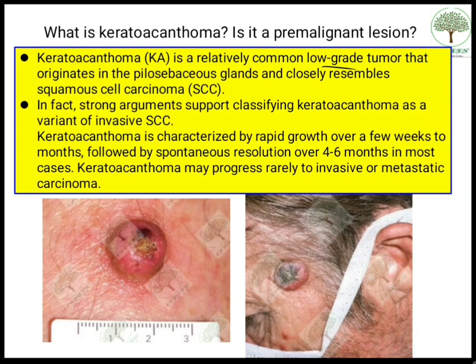Now when we talk about this keratoacanthoma, there are two characteristics. One is that it initially has a very rapid growth over a few weeks, but once it reaches a certain size, it's self-limiting in that it does not keep on infiltrating or growing, and over 4 to 6 months it resolves spontaneously. So that is one important thing. Initially it grows very fast, but it is self-limiting and will stop growing by itself. That is something to keep in mind, because unlike squamous cell carcinoma, this is self-limiting.